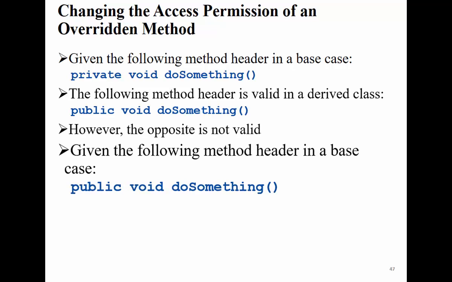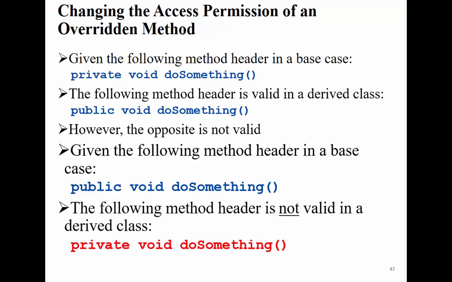If you have a public method inside the superclass, public void do something, you cannot restrict the access inside the subclass. You cannot make it private inside the subclass, okay? So the access modifier cannot be restricted. It can be more generalized inside the subclass. So if you have a private inside your superclass, you can make it public inside your subclass. But if you have it public inside the superclass, you cannot make it private in your subclass.